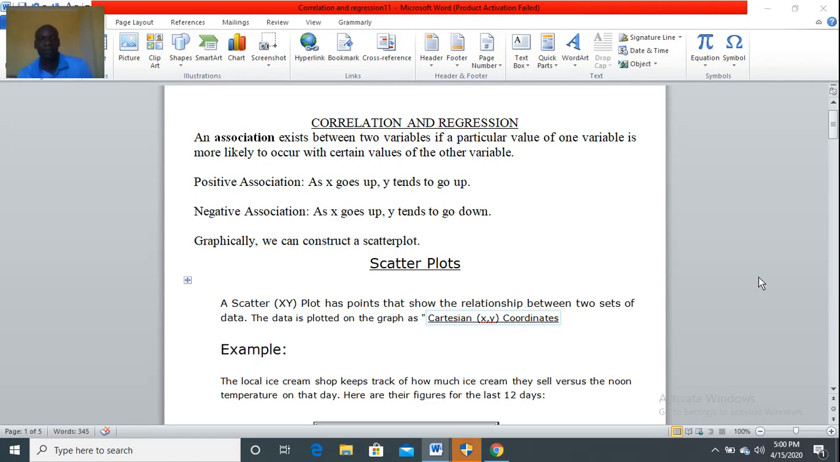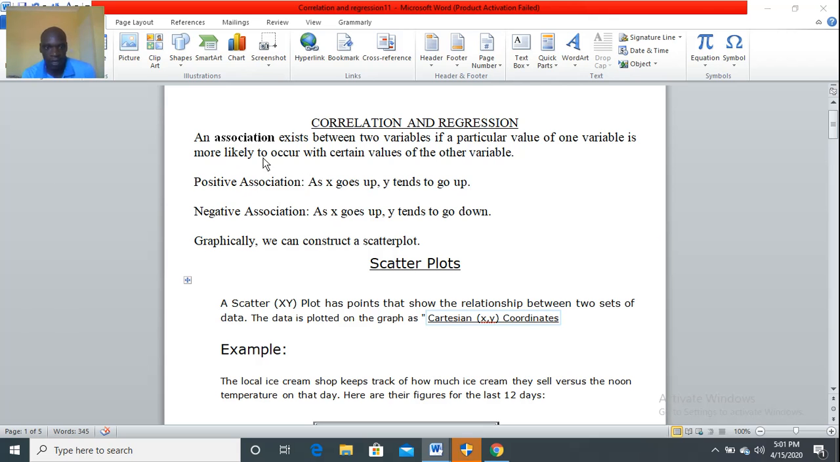Right, this is our lesson on correlation and regression in statistics. First we need to know what correlation is. Correlation is an association between two or more variables. But for your syllabus, I'm going to concentrate on two variables, which are x and y.